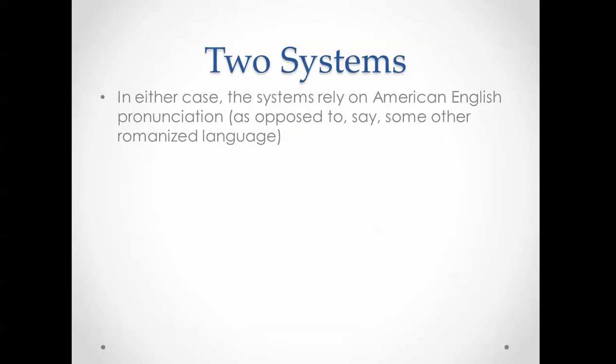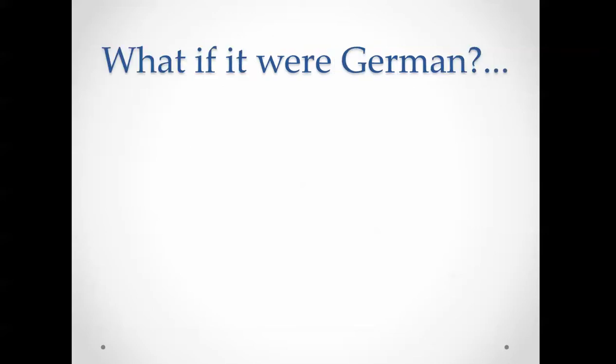So in either case, the systems rely on an American English pronunciation. A lot of us sort of just take this for granted. We don't even think about it. But I want to give you some samples of what it would be like if these systems were based on some other Romanized language, some other European language. For example, what if romanization were based on German writing?